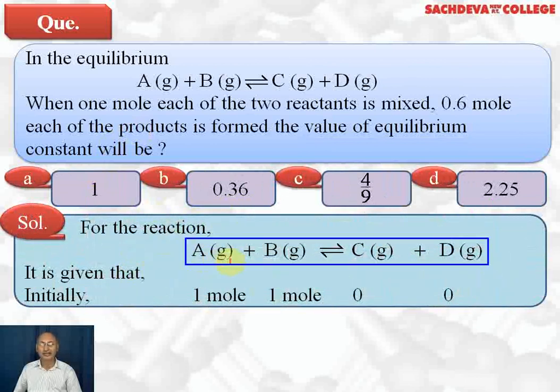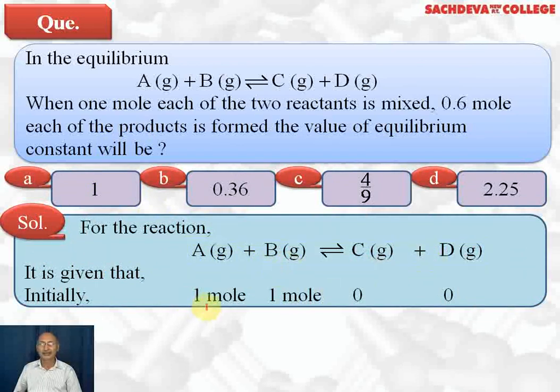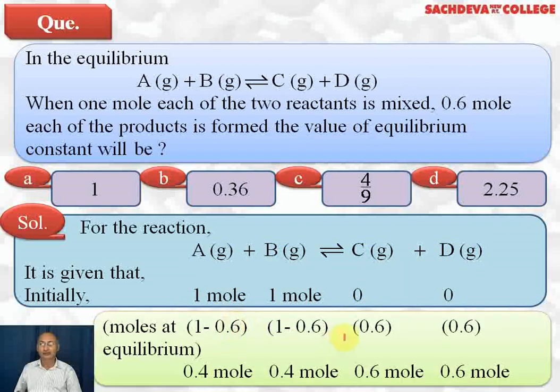So for the reaction A gas plus B gas gives you C gas plus D gas, initially we have 1 mole of A, 1 mole of B, 0 mole of C, 0 mole of D. Initially, products are 0, and for reactants we are given 1 mole each. Now, at equilibrium, 0.6 moles of C was formed and 0.6 moles of D was formed. It means 0.6 moles of B has reacted and 0.6 moles of A has reacted. So the remaining concentration in moles per liter of A will be 0.4, B will be 0.4, whereas C will be 0.6 and D will be 0.6.